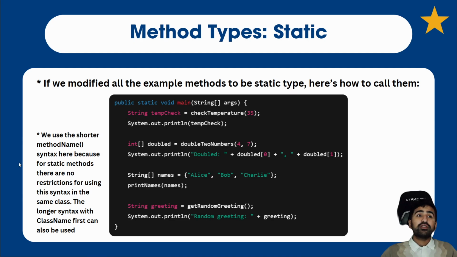If you wanted to, you could go with the longer syntax. You could do Main dot and then the method name: Main.checkTemperature, Main.doubleTwoNumbers. Main with the capital letter, because it's the class name. You do Main.printNames. That works too. That works just fine. It won't give you any errors. You don't have to use the shorter version, but definitely the shorter version looks nicer. So when you can use the shorter version, go for it. But if you're not comfortable doing the shorter version just yet, you could definitely go with the class name for a static method.